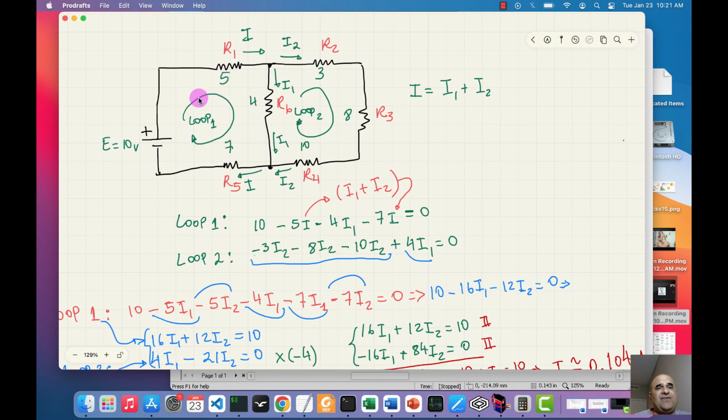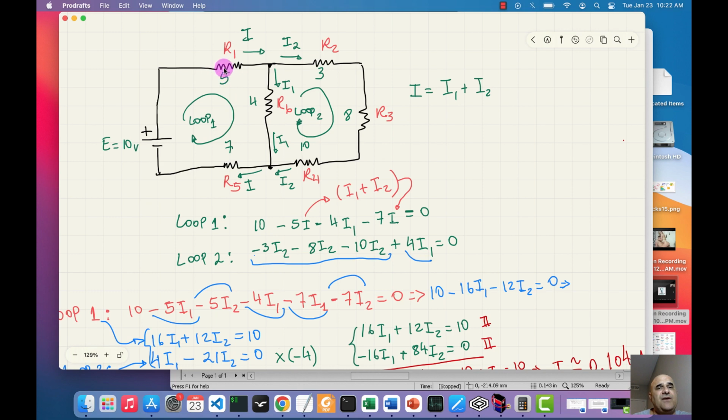So here, for example, let's start with the power supply. When walking from the negative to positive, we have an elevation. So I have positive 10. Every time we have a drop in the voltage, we just put a negative symbol.